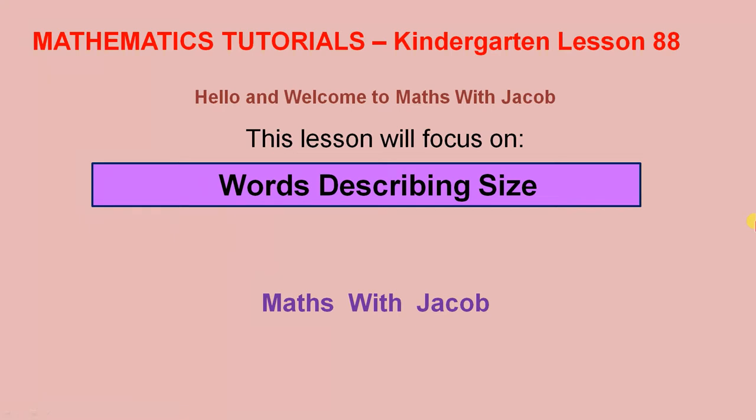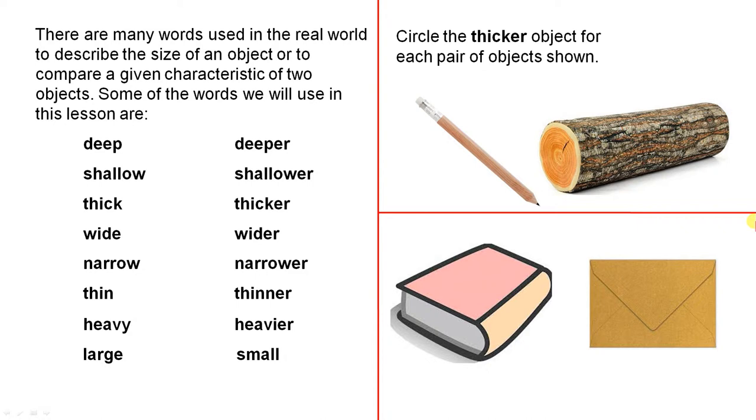This lesson will focus on words describing size. There are many words used in the real world to describe the size of an object or to compare a given characteristic of two objects. Some of the words we will use in this lesson are deep, deeper, shallow, shallower, thick, thicker, wide, wider, narrow, narrower, thin, thinner, heavy, heavier, large, small.